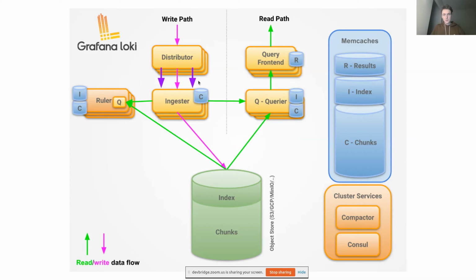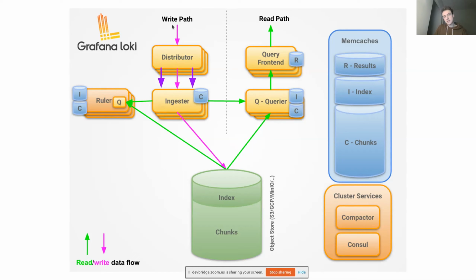Okay, so a very important factor with this picture is these purple lines. Loki has a replication factor, which is three by default. What does it mean? It means that every write is replicated by some amount, so by default, by three.